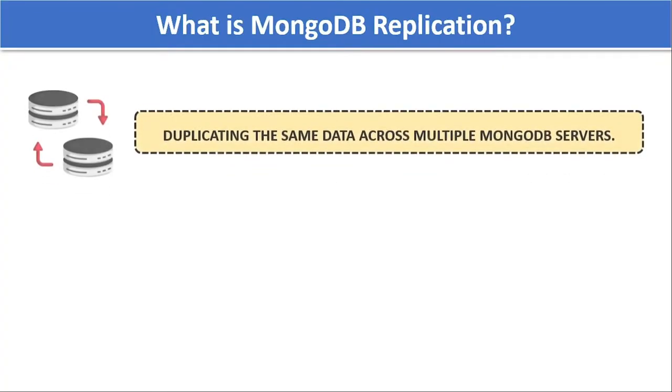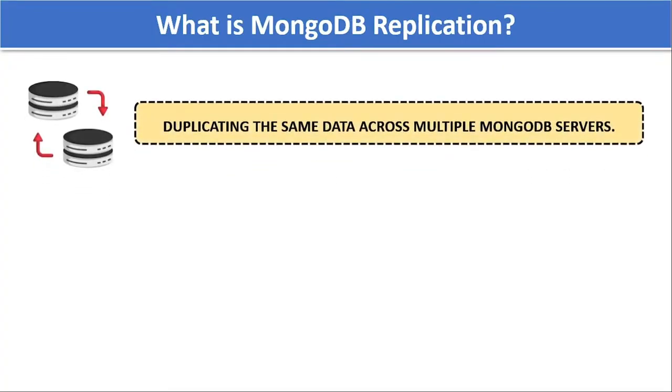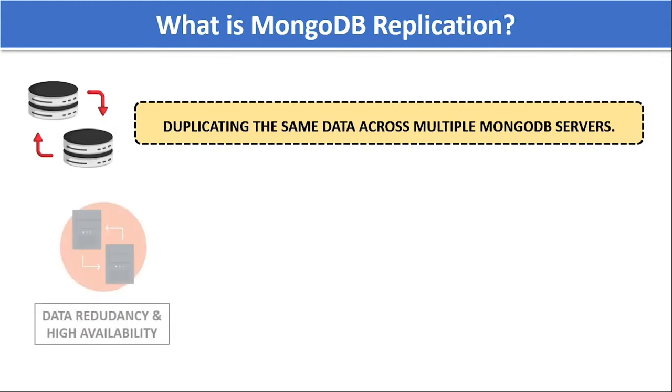So first, let us understand what is MongoDB replication. Now, database replication is the process of copying data from a database in one server to a database in another one, ensuring that the same data is available on more than one MongoDB server. Now, the main purpose of replication is high availability and data redundancy.